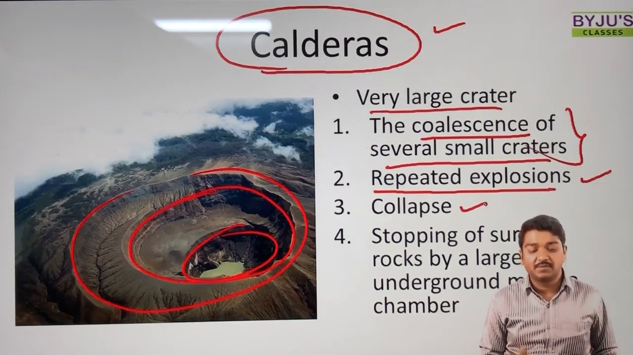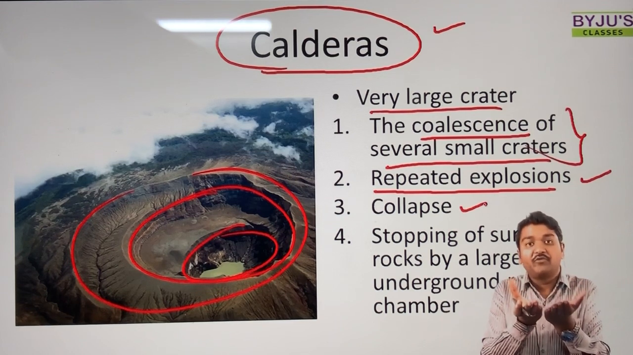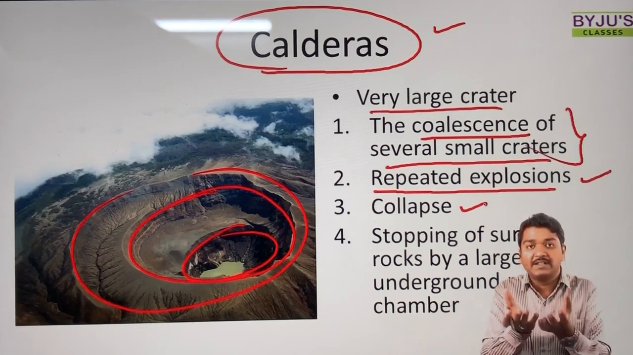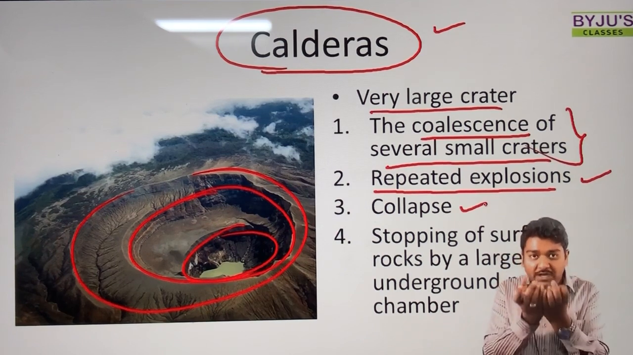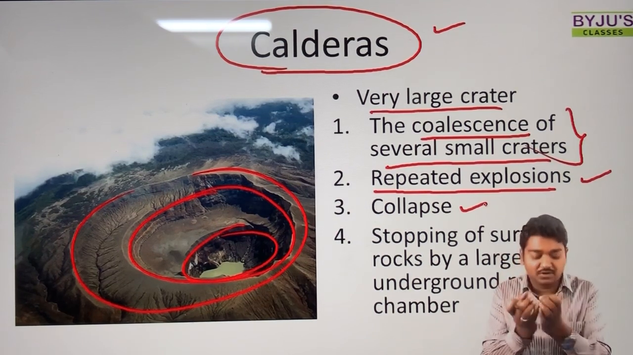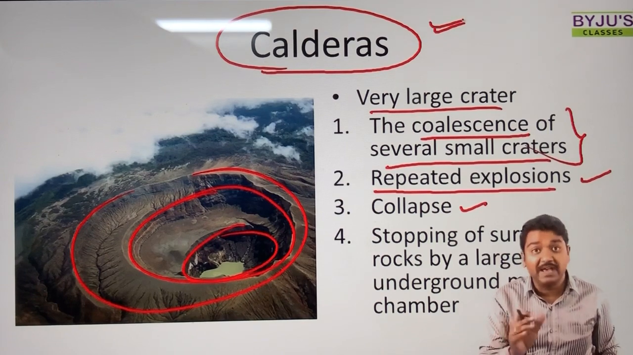Collapse, what does collapse mean? Due to faults happening, divergent plates, faults actually happening, you see that the middle portion goes down and it is going deeper. So due to this, calderas may happen.